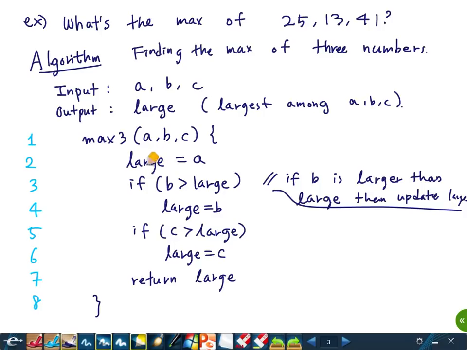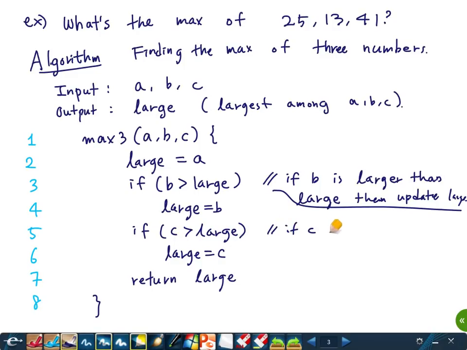So basically the idea is the following. We just assume that the first one is the largest. And then we proceed to the next. And if the second one is larger, then the first one is obviously not the maximum one. So we make B the largest one. And then proceed. Now finally compare this with C.